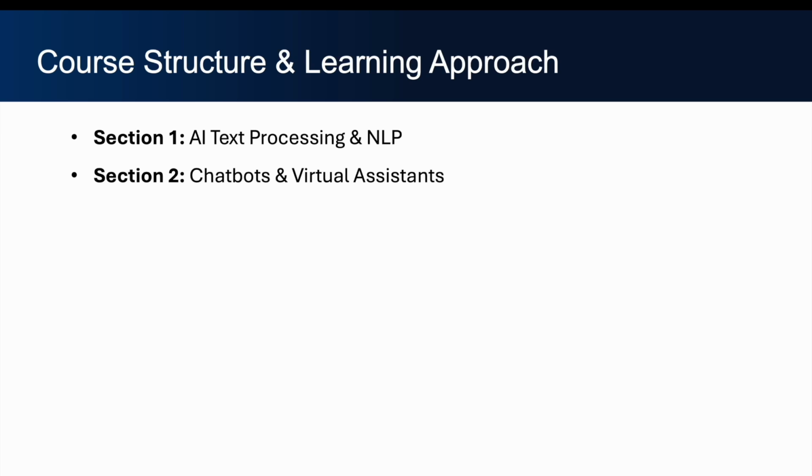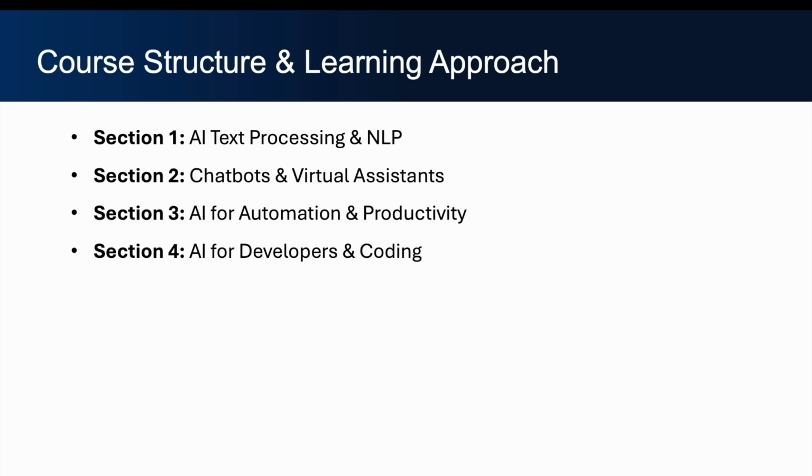Next, the course structure and learning approach. This course is structured into 5 sections, each focusing on real world AI projects. Section 1 is based on AI, text processing, and NLP, where we will be building tools like a text summarizer, grammar checker, sentiment analyzer, and AI content generator. Our section 2 is chatbots and virtual assistants, where we will be creating chatbots for customer support, legal documentation, medical diagnostics, and e-commerce. Our section 3 will be AI for automation and productivity, where we will be automating tasks like email responses, resume generation, meeting summaries, and PDF text extraction.